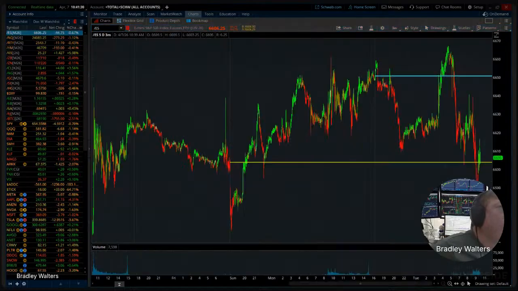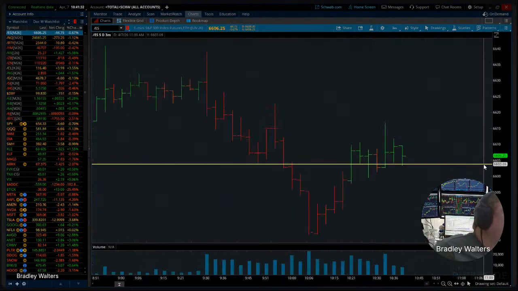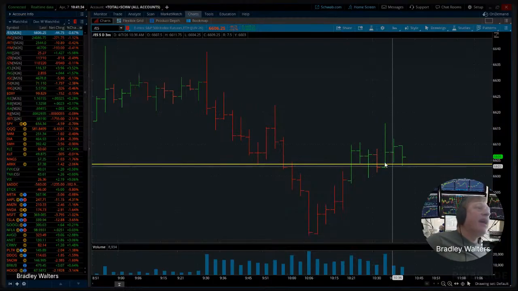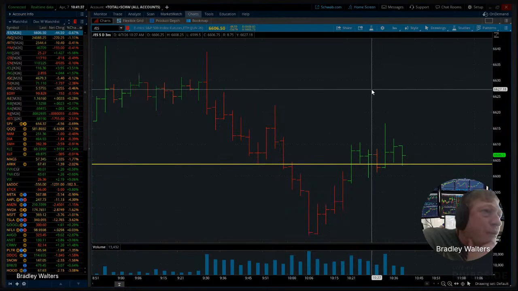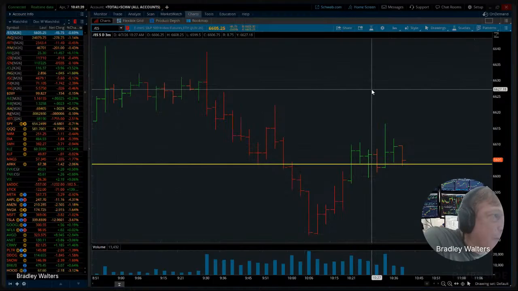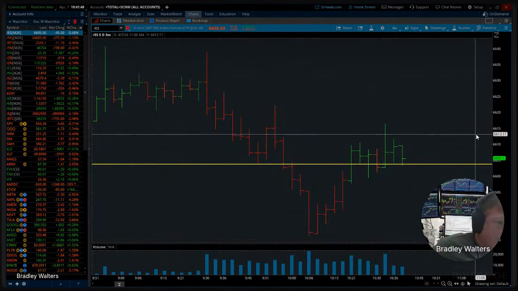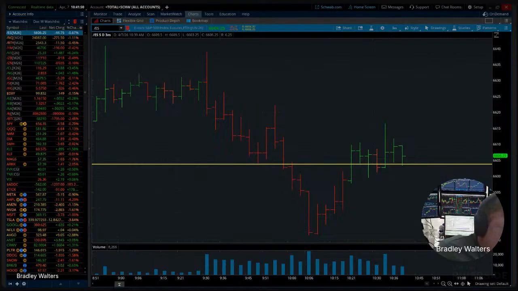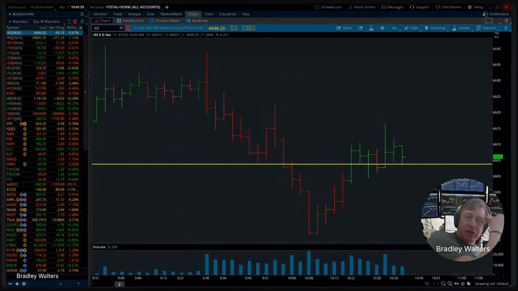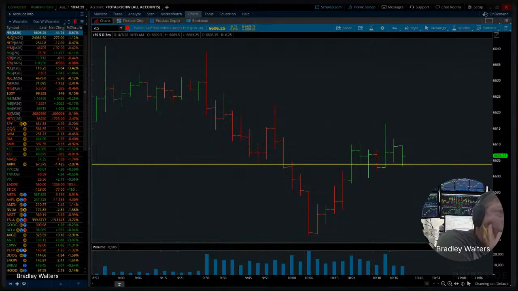We go back and take a look at the S&Ps. We zoom in here. Now you have one little red bar here, but for the most part, the S&Ps are acting much more bullish than the Nasdaq. And for the most part, I don't have a high conviction that we're going to get any follow through to the upside in today's trading session.